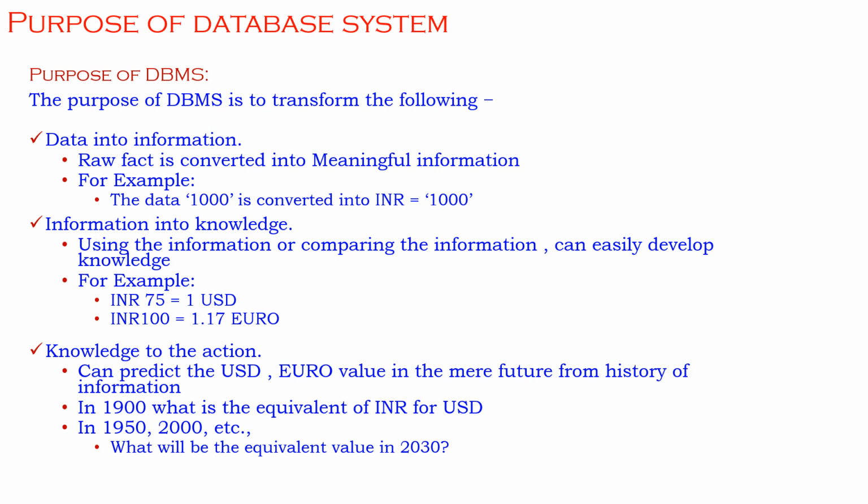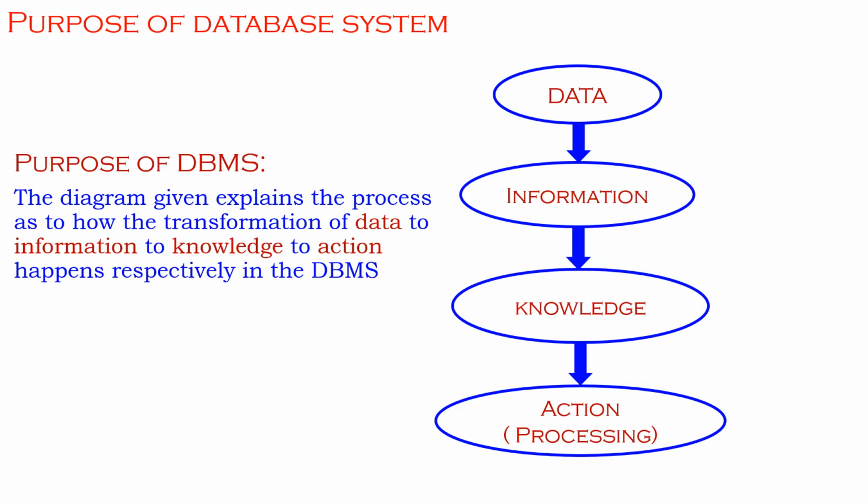For that you need a proper system. Data is converted into information, and then information into knowledge, and slowly knowledge into action. Once I convert data into information, from that information I gain some knowledge, and with the help of that knowledge, some action can be done. That is the main purpose of DBMS. It is shown here with a proper flow chart: data is converted into information, translated to knowledge and into action. That is the processing.